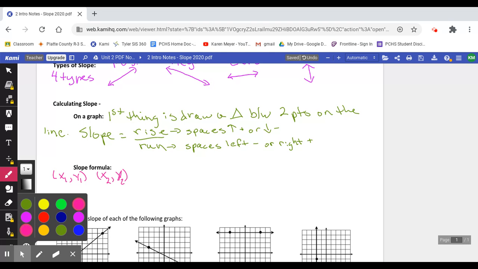Now, what letter do we use for slope? That is the letter M. So if you ever see the letter M, that's referring to slope. So m equals our formula, which is y2 minus y1 over x2 minus x1.